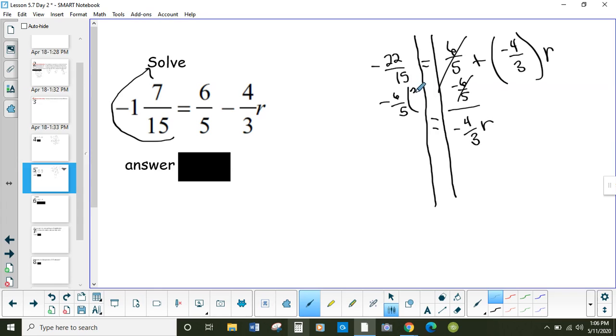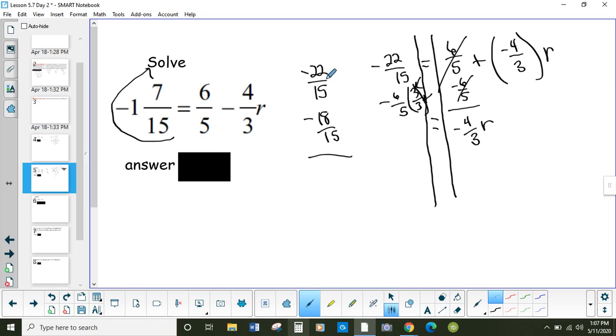Over here, we need a common denominator. The first time the multiples are the same would be 15, but 22/15 already has 15 as the denominator. No need to change it, but -6/5 doesn't. So I'll multiply it by 3/3. If I do it to the top and the bottom, it stays the same. It's the same fraction, just looks different.